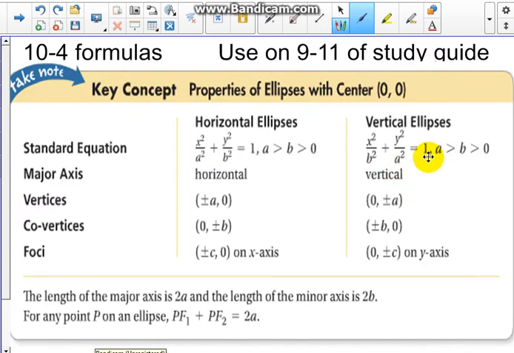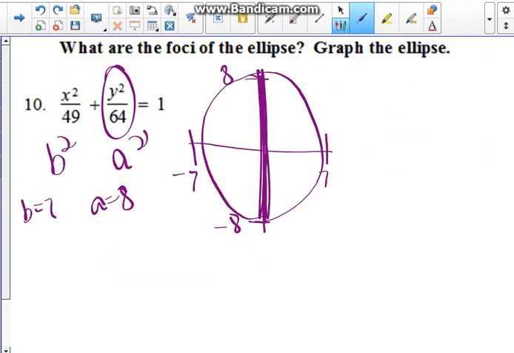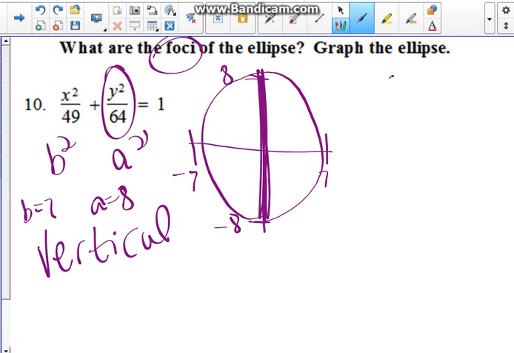So we know that our bigger number was with the y squared, so this is going to be a vertical ellipse. And so we are going to look for the foci being right here at 0, positive and negative c. Okay, so we know this is a vertical ellipse.